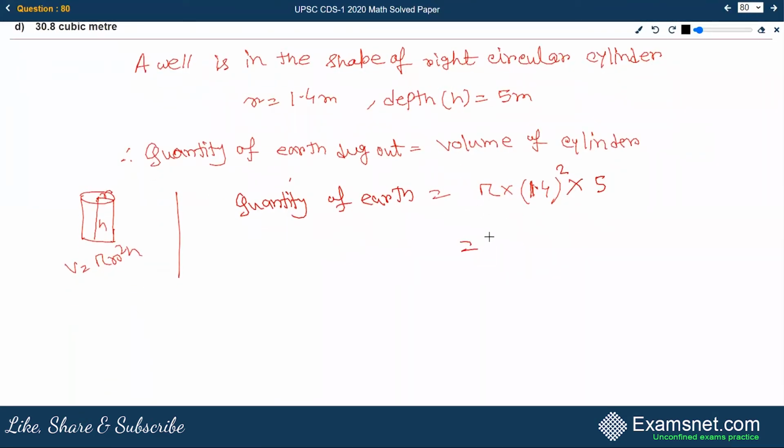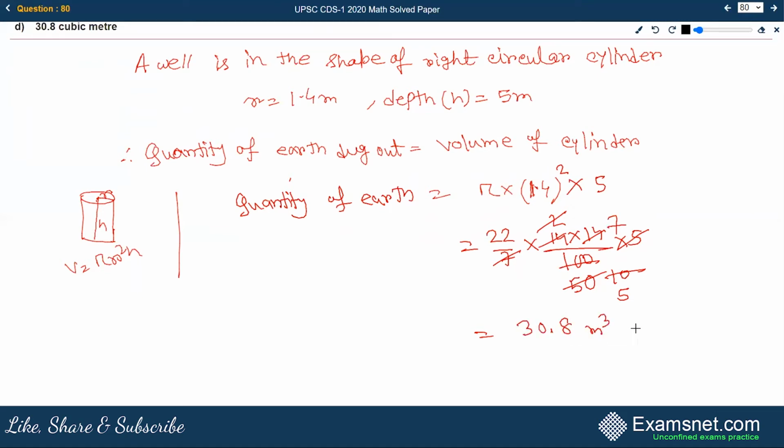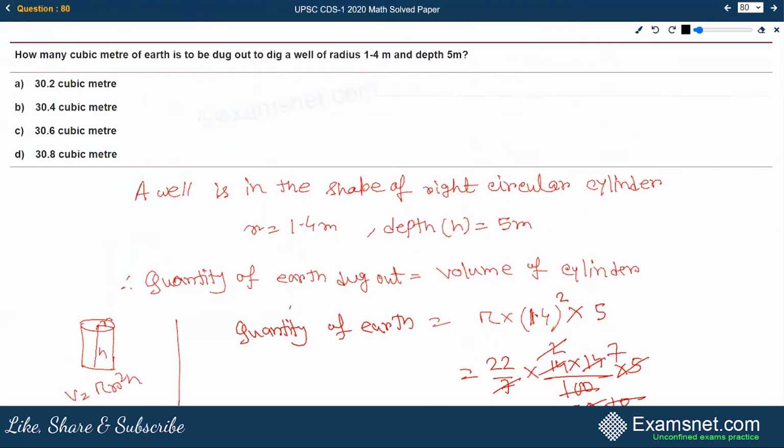Now if we further calculate it, we will take pi as 22 by 7, 14 multiplied by 14 by 100, multiplied by 5. It would result in 30.8 meter cube. So the result is 30.8 cubic meters. Option D is the correct answer here.